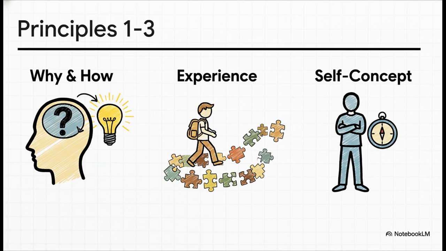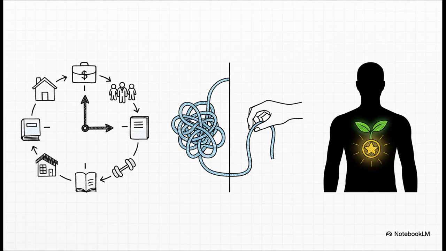Next up, their experience. This is huge. An adult's life experience isn't just background noise. It's a valuable resource. For example, a CNA who's been working with patients for years, they're not coming in as a blank slate. Their experience is part of the learning process itself. And number 3, self-concept. Adults have grown up. They've gone from being dependent kids to independent adults who want to be in the driver's seat of their own learning.